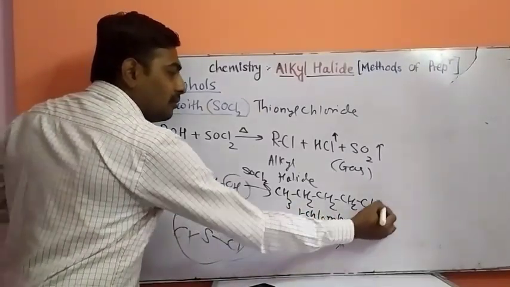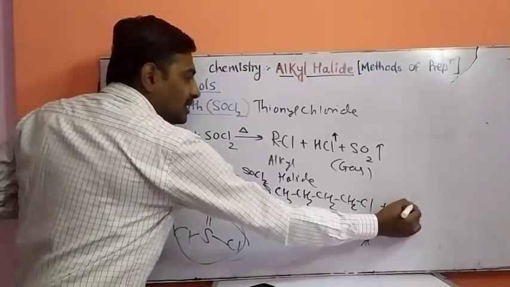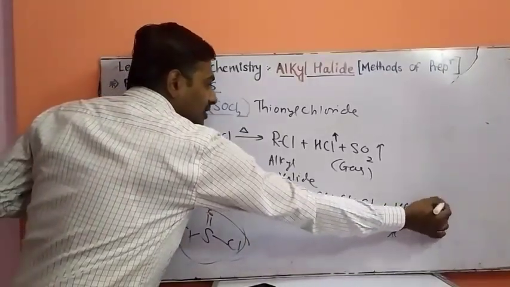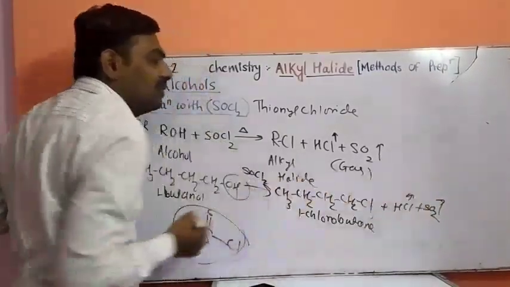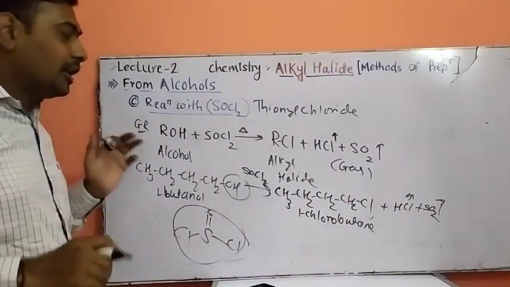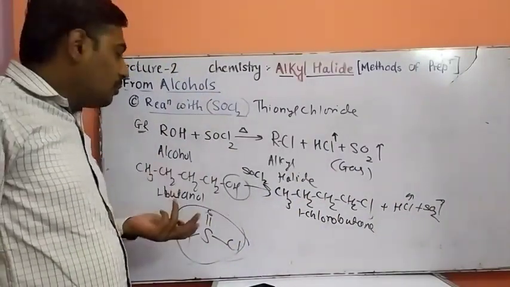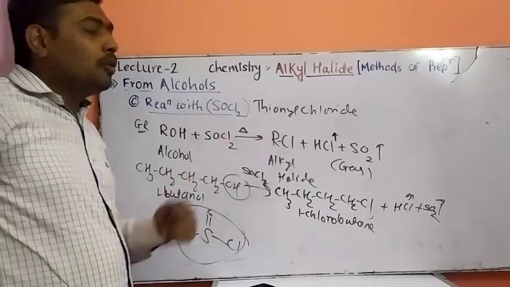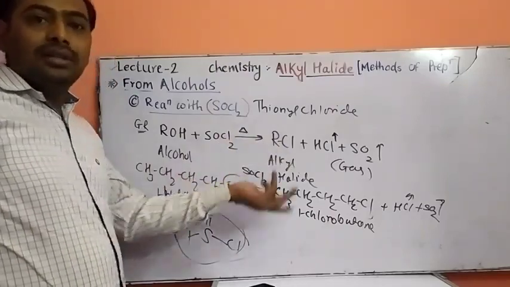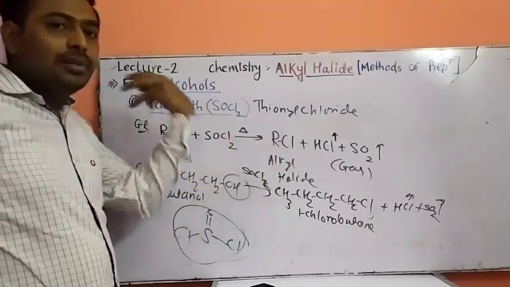What will be the byproduct? Again the byproduct will be the same, HCl and sulfur dioxide, but in the form of gaseous molecules. You can utilize propanol, it gives propyl chloride, ethanol gives ethyl halide, methanol gives methyl halide.